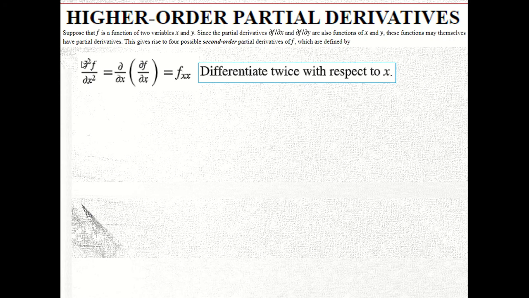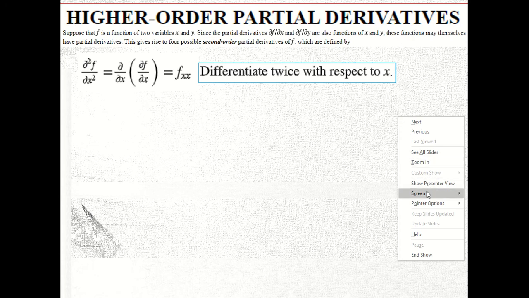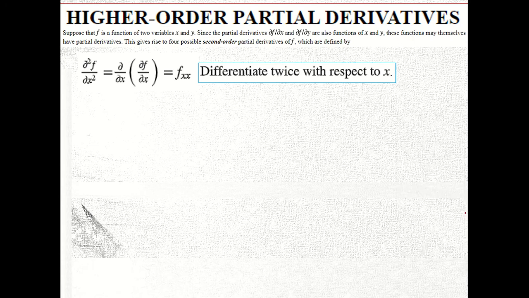So you can use either this symbol or this one. You have two options, and that means the same thing: differentiate partially twice with respect to x. The other one is something like this, this time with respect to y.